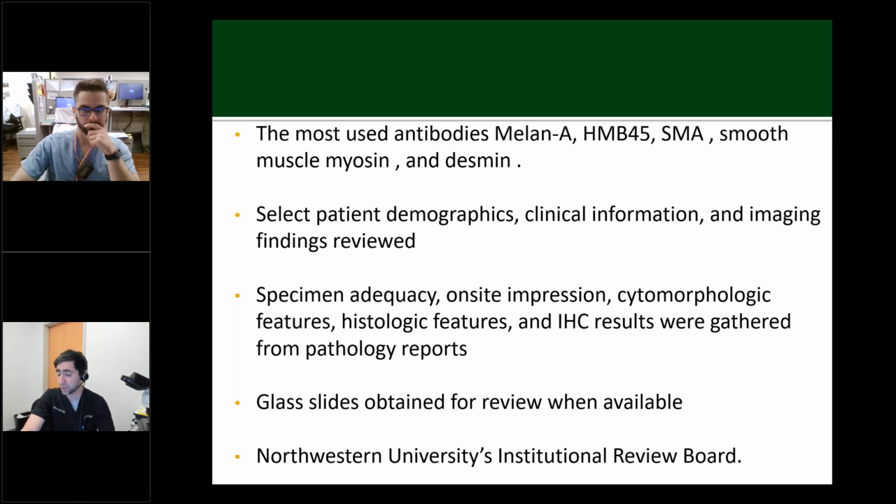It is also important to note that ethical considerations were upheld throughout the study, as this research paper was approved by the Northwestern University Institutional Review Board, to ensure the protection of the patients' rights and privacy.